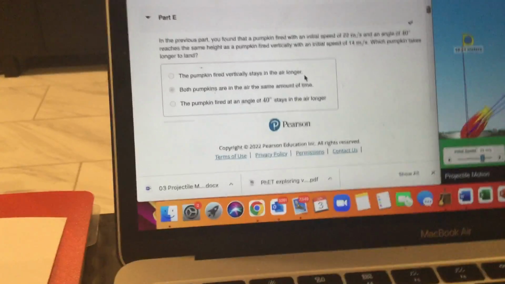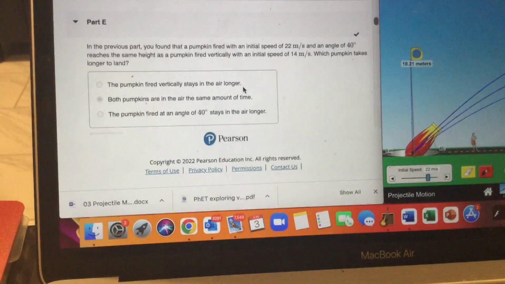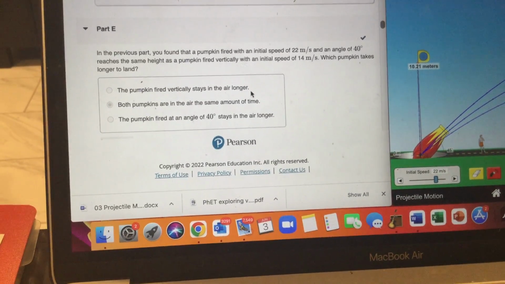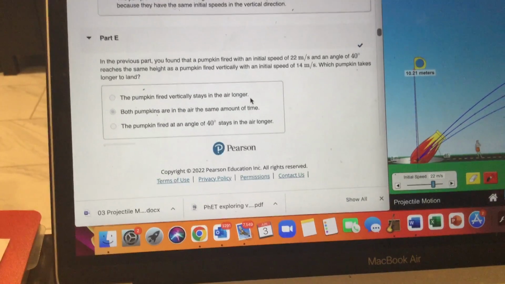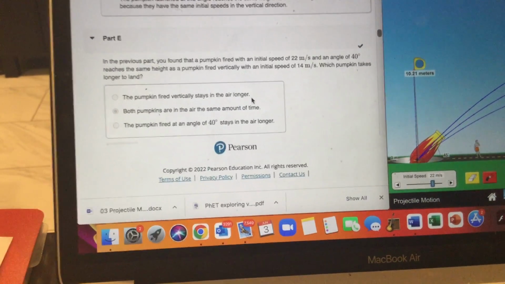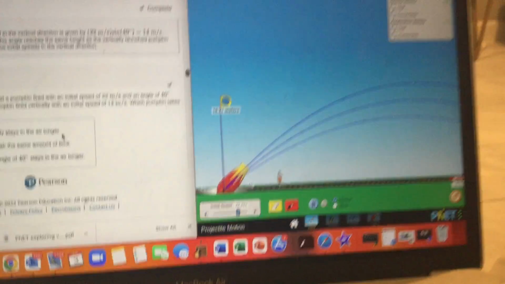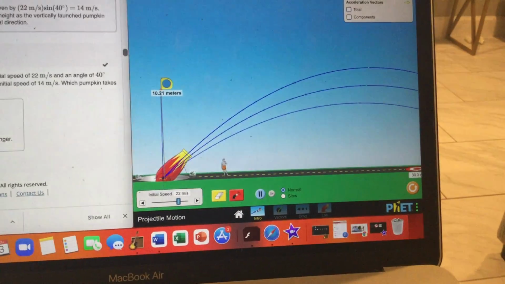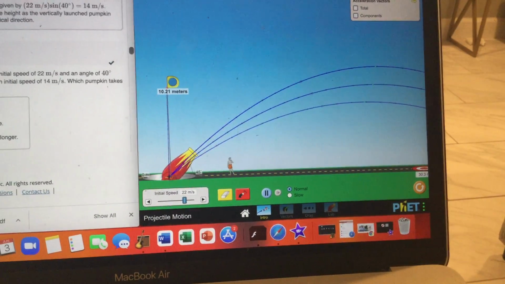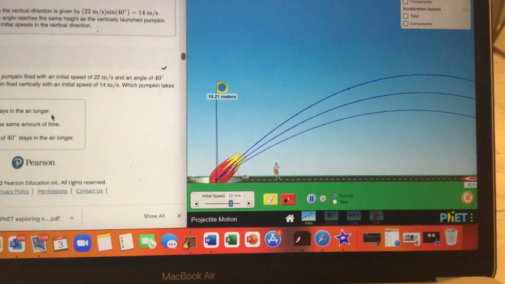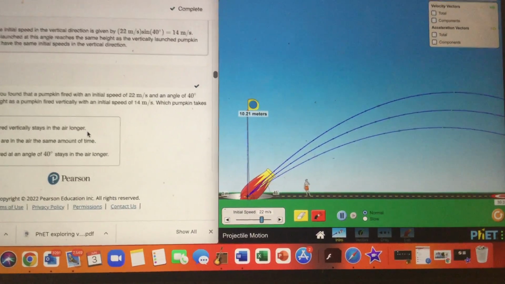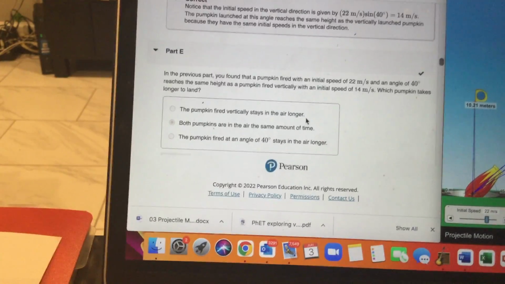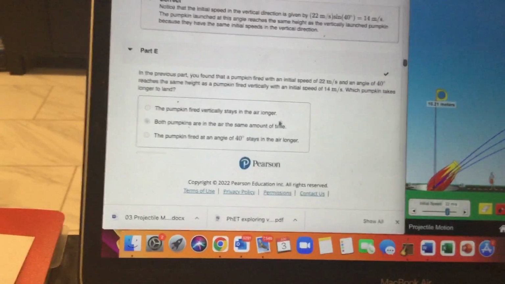In the previous part, you found that the pumpkin fired with an initial speed of 22 meters per second and an angle of 40 degrees reaches the same height as the pumpkin fired vertically with an initial speed of 14 meters per second. Which pumpkin takes longer to land? Okay, so it's easy to think that since the pumpkin shot at 40 degrees has a longer range, it might take a longer amount of time, but it really only is determined by the y component, and the y component has the same height, so the y components are equal, so both pumpkins are in the air the same amount of time. Okay, that's part E.